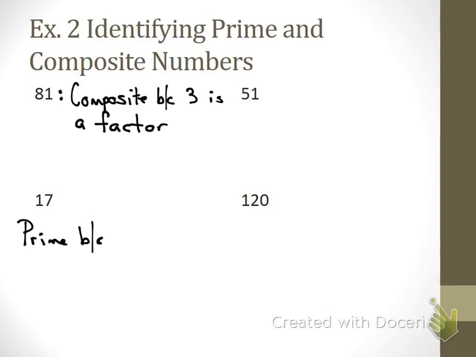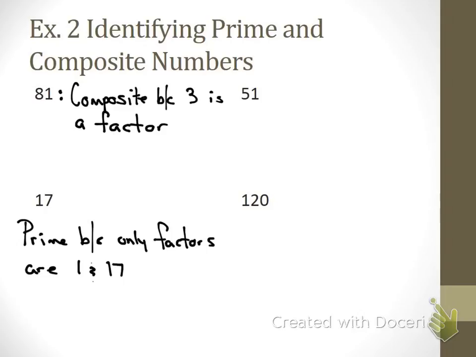Okay, so when it's prime, the reason will always be the same because the only factors are 1 and 17. The reason will always be the same. You just say only factors are 1 and the number itself. That's it. All right, so I want you to do 51 and 120. Are those two numbers prime or composite, and why?